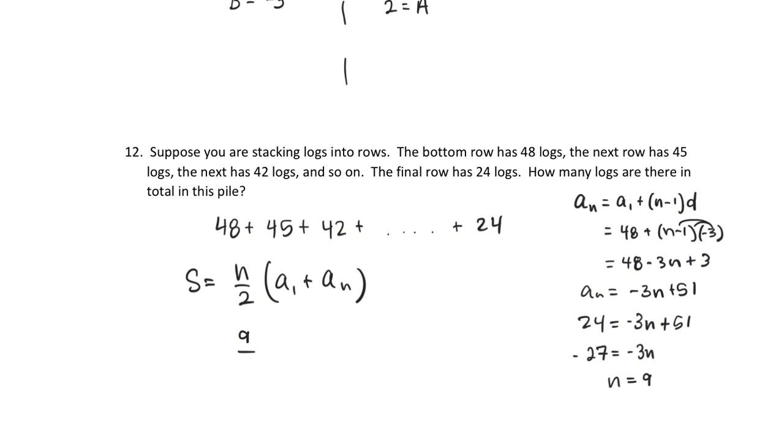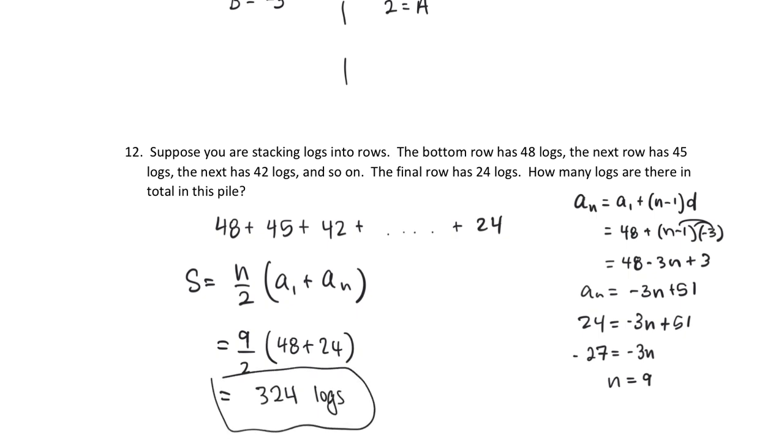So 9 divided by 2. Remember, n stands for the total number of terms. So that's 9 divided by 2, multiplied by the first term, 48, plus the last term, 24. So the sum of those 9 terms is 324 total logs in those 9 rows.